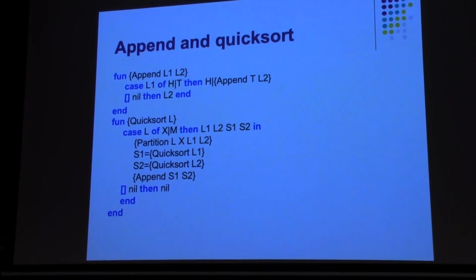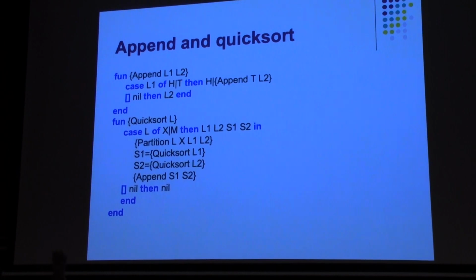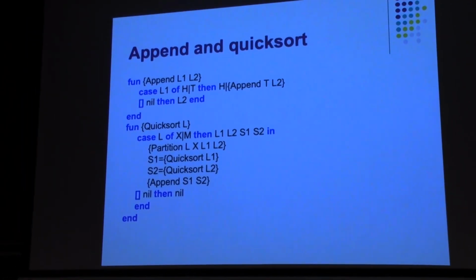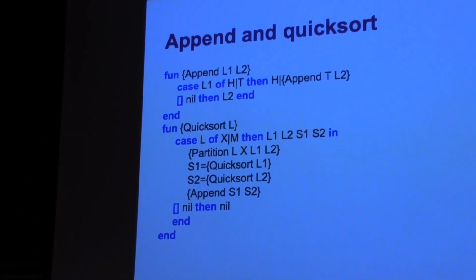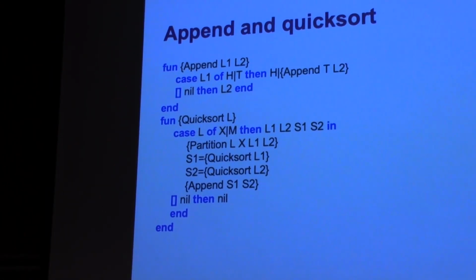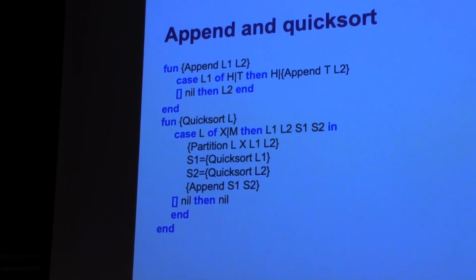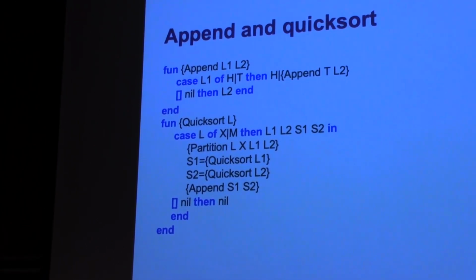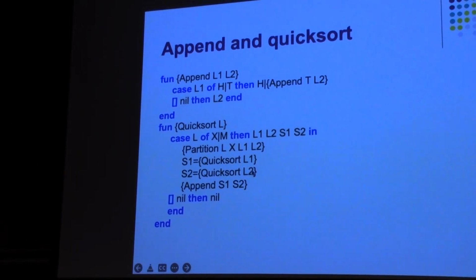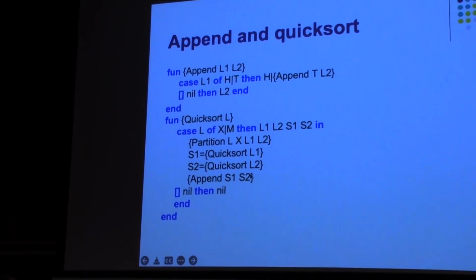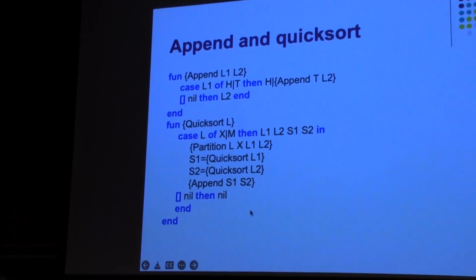And here's append and Quicksort. The append is very straightforward. Quicksort, see how it works. I will just take the first element of L as the pivot for naive reasons. It's better to take some random element, but I'll just take the first one for simplicity. Then I partition into L1, L2, I do the two recursive calls, and then I append.